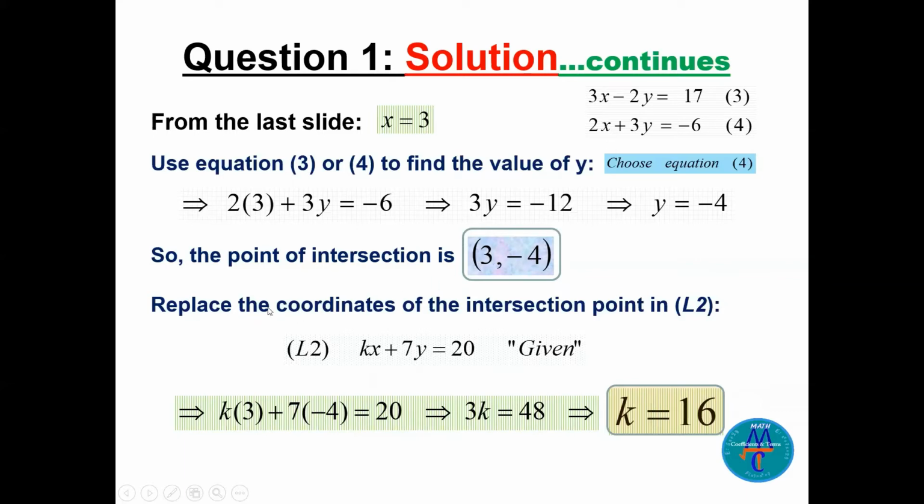So we can replace the coordinates of the intersection point, 3 and minus 4. This is x and this is y in equation 2, which is L2, line number 2. This is line number 2 given kx plus 7y is equal to 20. Replace x with 3 and y with minus 4. You will get k is 16.